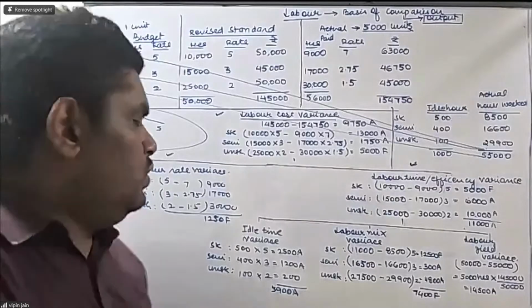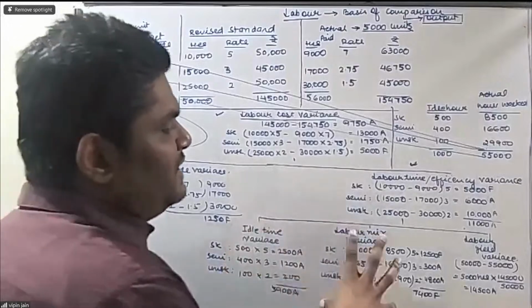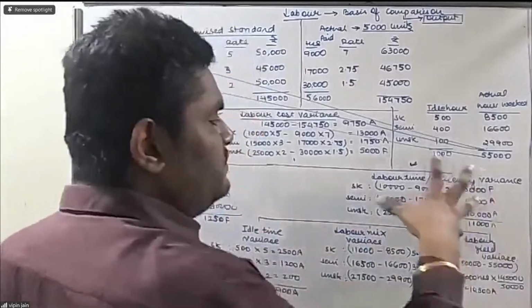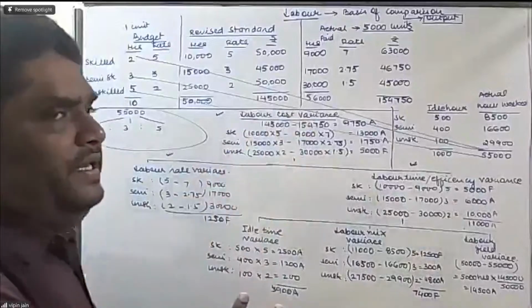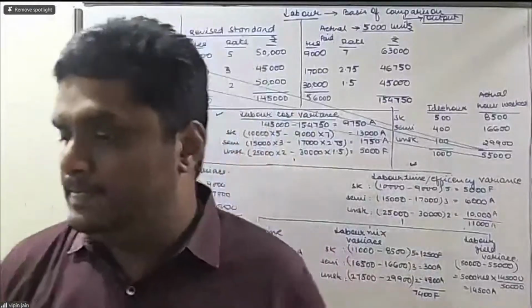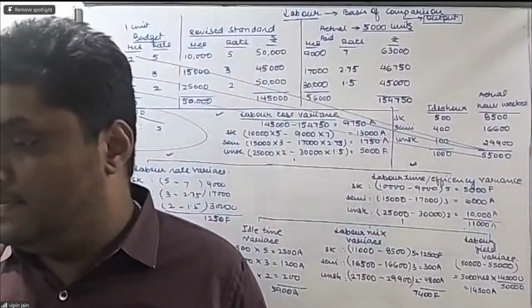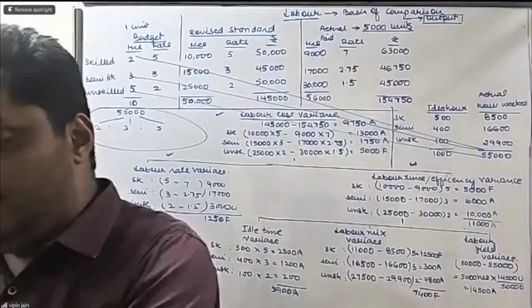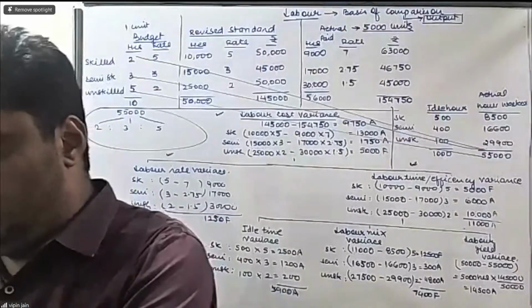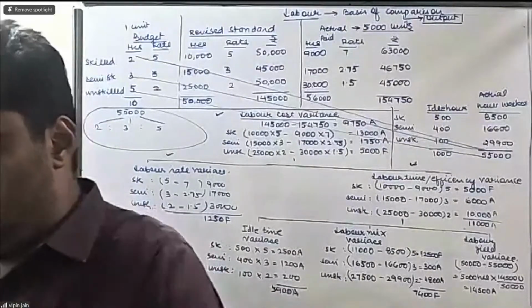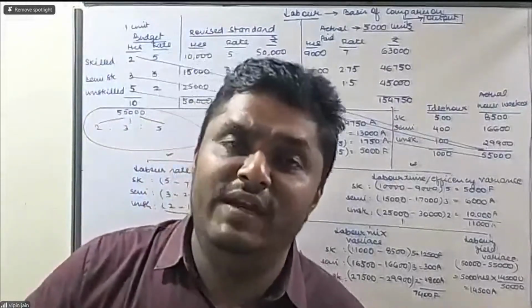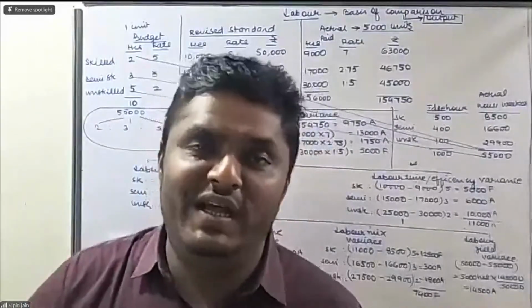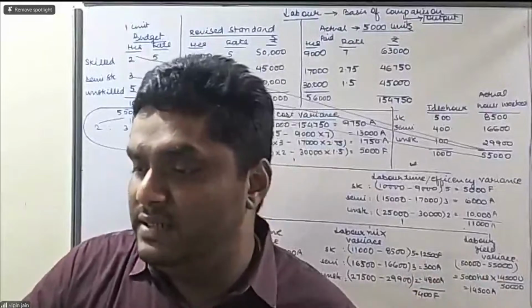You can check out the total also. Idle time variance plus mix variance plus yield variance will be time variance. Time plus rate will be cost variance. Prajwal, very important: if the idle hours are given in the question, then only we have to take idle hours. We can't calculate idle hours.